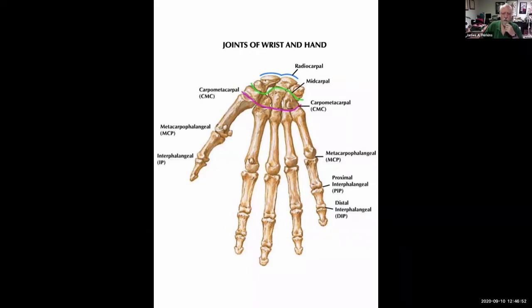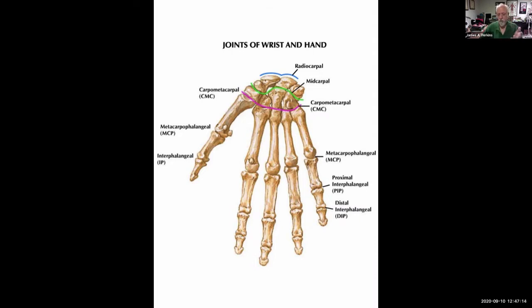And so the midcarpal joint represents a series of joints between each bone in the proximal row and each bone in the distal row. There's really not a whole lot of motion that occurs at this midcarpal joint, so you don't really have to worry too much about what's happening at that particular joint.